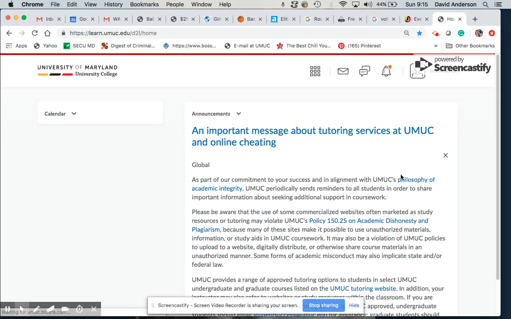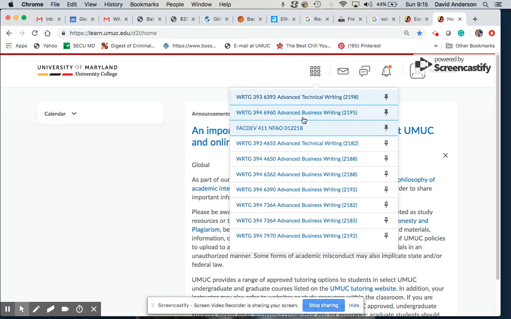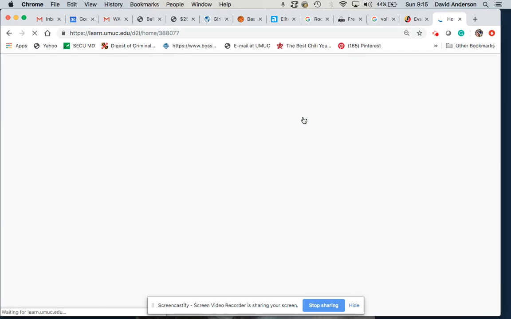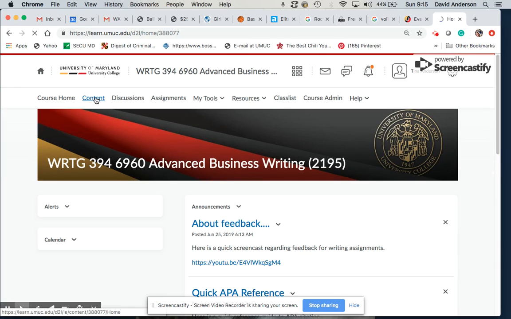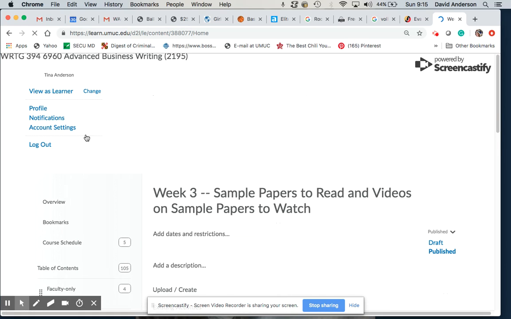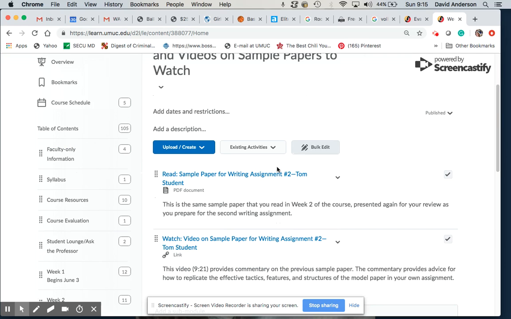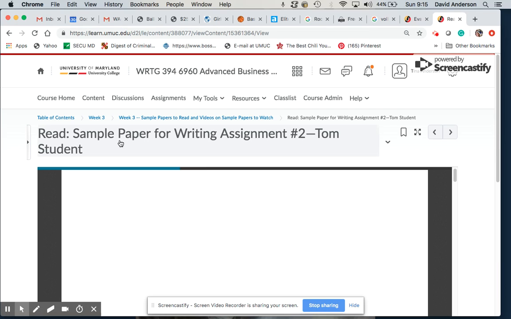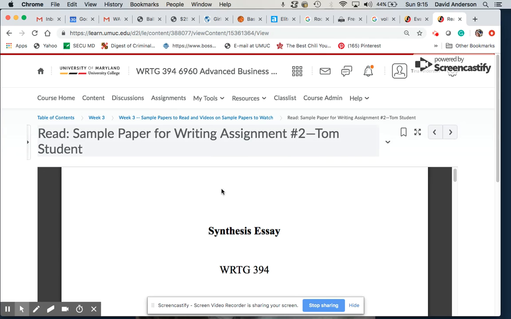Oh boy, I'm trying to pull up the example from our class, and it's in week 3. There we go, sample paper number 2. So this is the paper. If you see it, it's in week 3. It's called a sample paper for writing assignment number 2, Tom student. APA format requires a cover page. Pardon me, this is the cover page format.